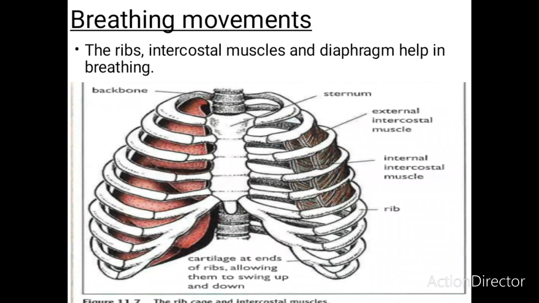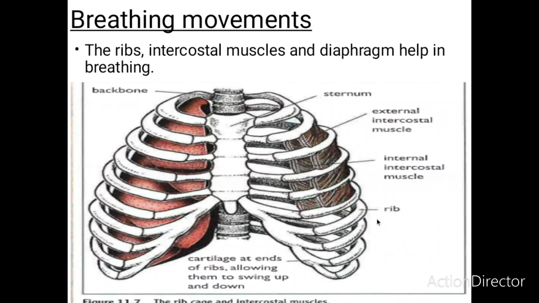To move air in and out of the lungs, you must keep changing the volume of your thorax. First, you make it so large that air can be sucked in, and then you make it small again so that air can be squeezed out. This is called breathing. The ribs, intercostal muscles, and diaphragm help in breathing.